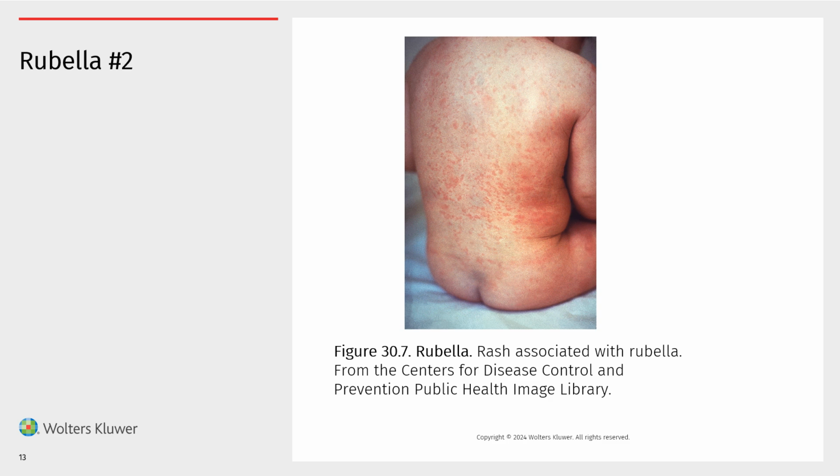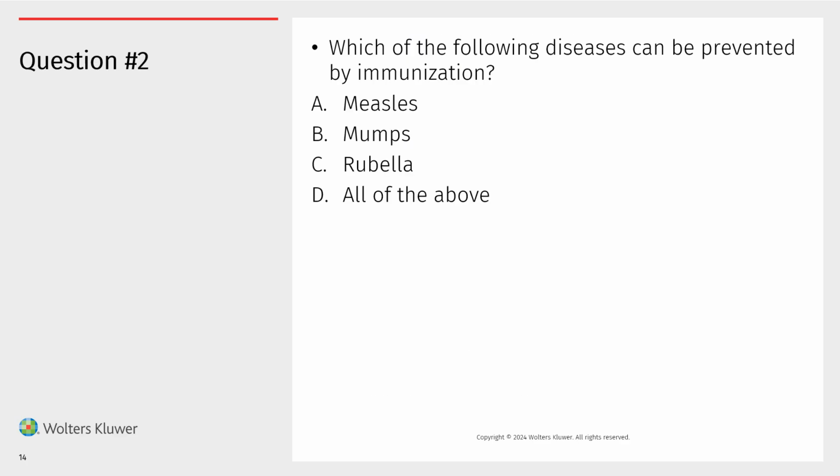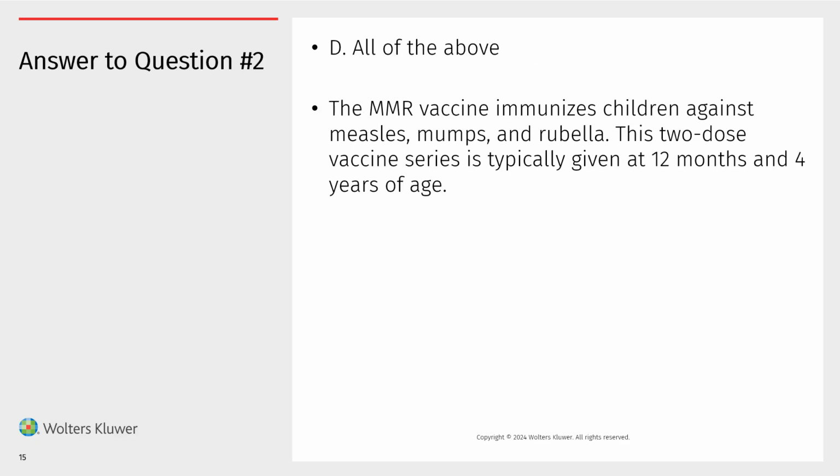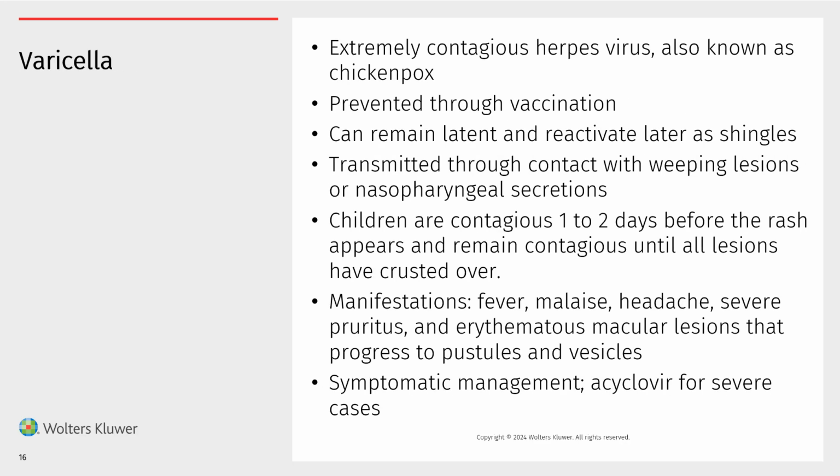A picture of rubella. They all kind of look about the same, don't they? Which of the following diseases can be prevented by immunization? Measles, mumps, or rubella. They're all viral infections. So yes, all of them can be prevented due to vaccination.